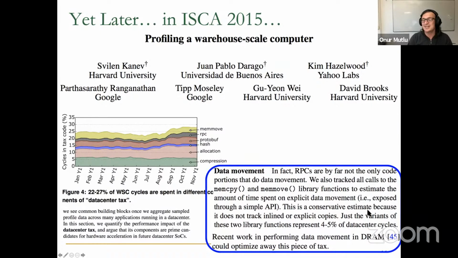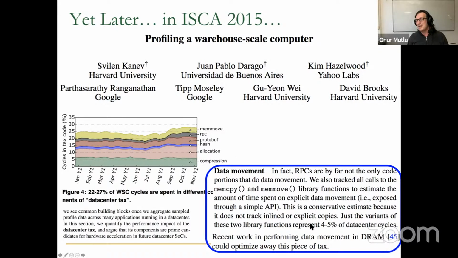They explicitly say this because it does not track inline or implicit copies. So actually, copies are more costly, basically. That's what they're saying. But just the variants of these 2 library functions represent 4 to 5% of data center cycles. This is exactly the problem RowClone tackles. And this paper was published after RowClone was, luckily, let's say, published. And they reference the RowClone paper, saying recent work in performing data movement in DRAM, citing RowClone, could optimize away this piece of the tax, which is the memmove and memcopy.